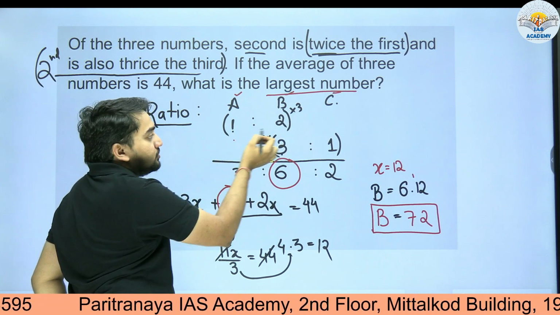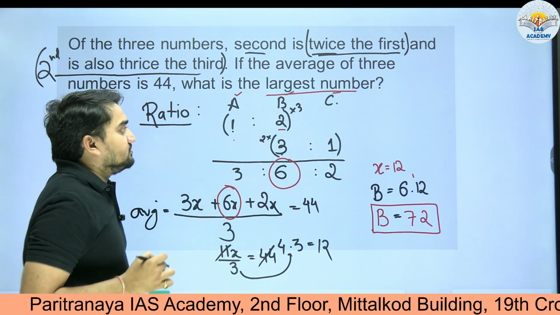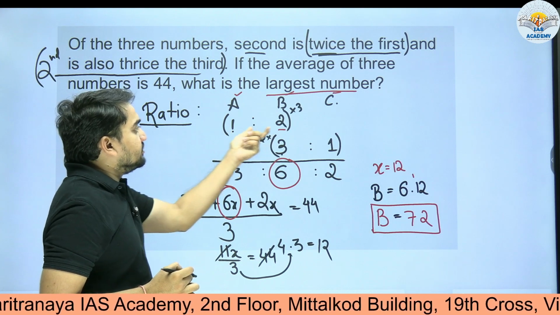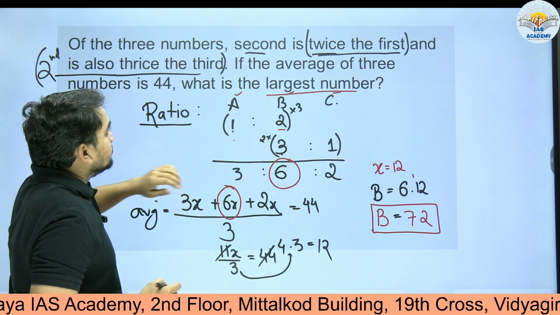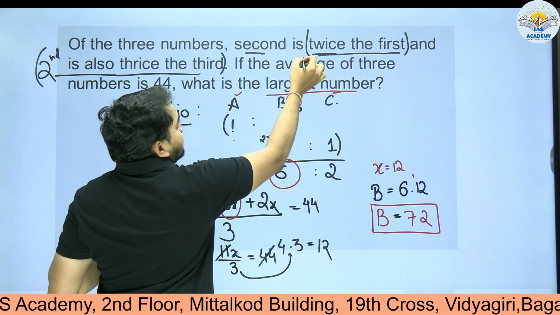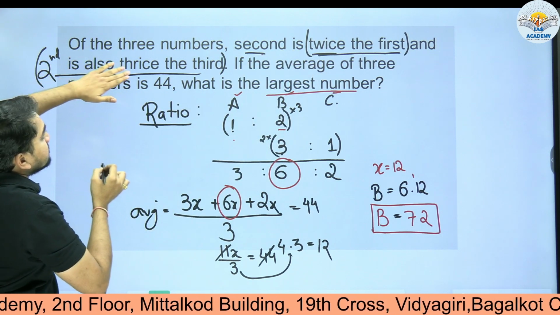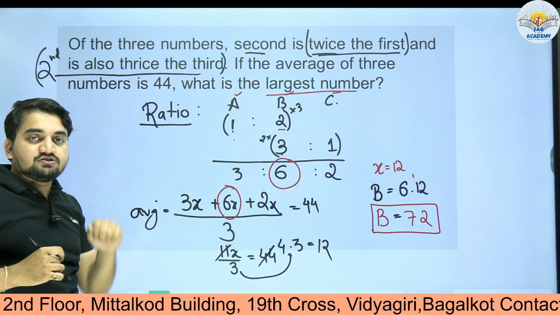So 1 into 2 is 2. So b has come as 2. So the ratio is 1:2. First ratio. Secondly, second is also thrice the third.